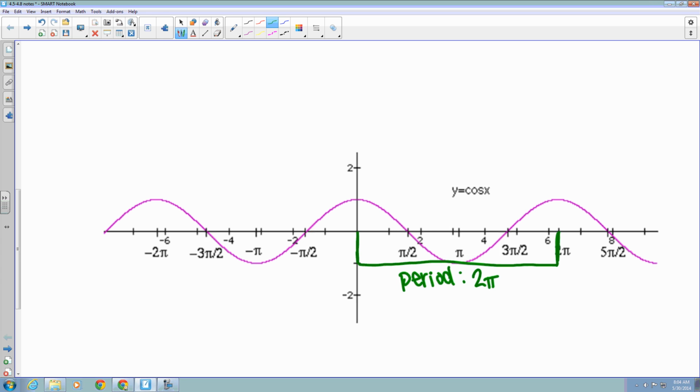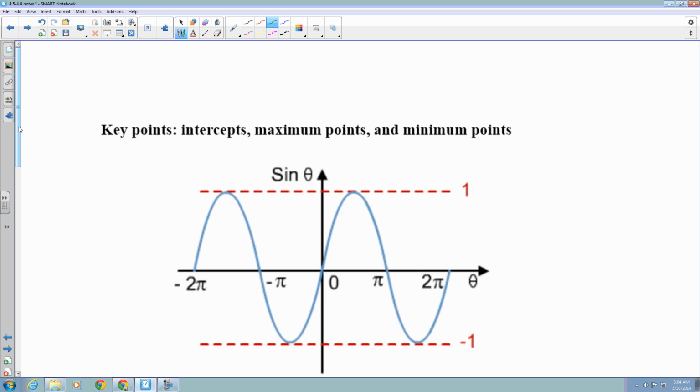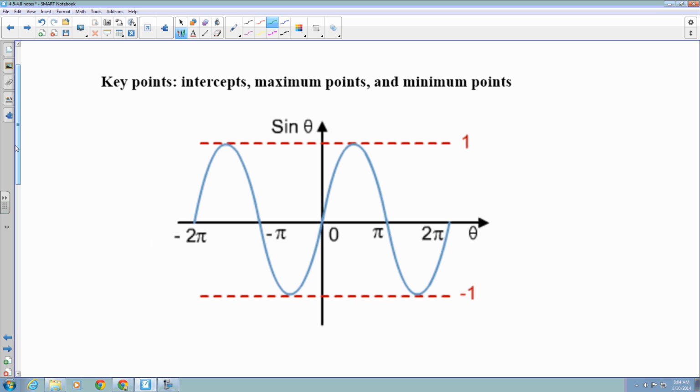And the range is still -1 to 1. So a lot of similarities in the sine and cosine functions. What we need to recognize every time we graph a sine or cosine function is a set of points called the key points. Now those include the intercepts, the maxes, and the mins. So sine, they both have 5 key points. And it's all the main points in one period of the function.